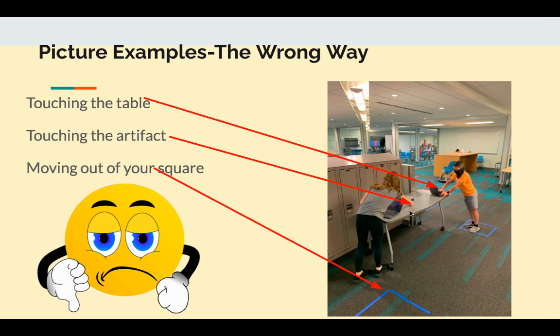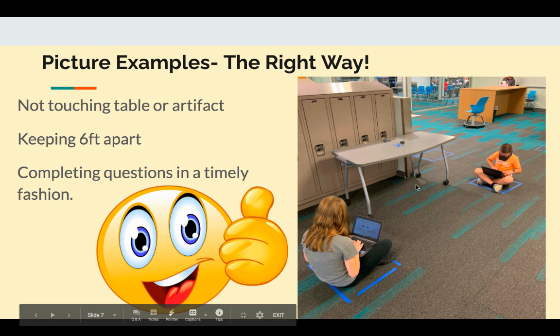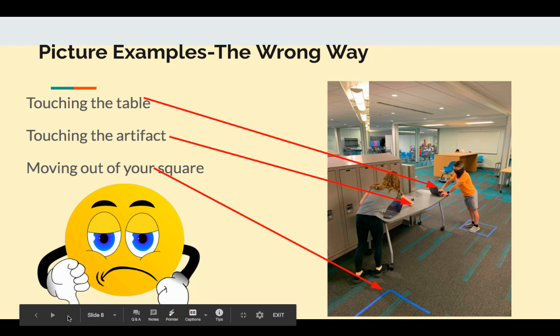This is completely the wrong way. Notice, students, the student models. One is touching the table with their Chromebook on the table. In fact, both of them are. They are touching the artifact. These are very expensive, and of course, because of social distancing, we're not going to do that. And thirdly, they're moving out of their square. Right? So please do like this, not this.